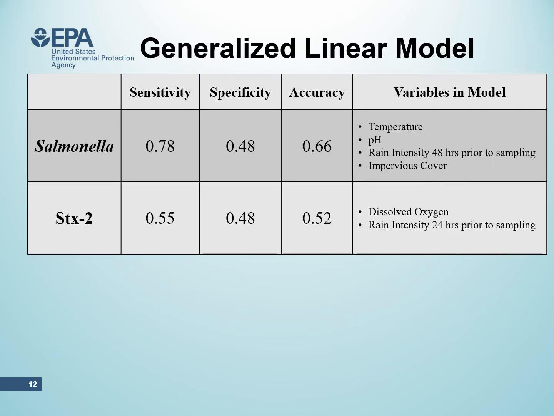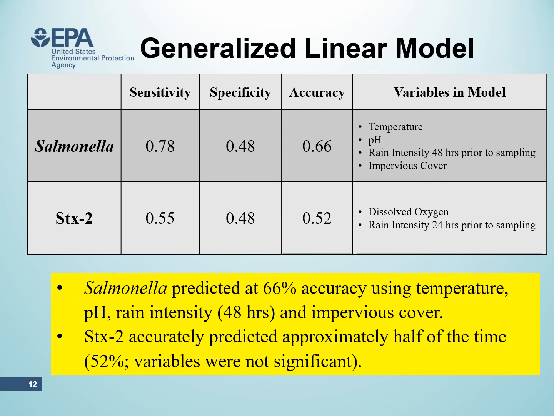In the case of Salmonella and Stx-2, we used a generalized linear model approach. We had to use it because Salmonella and Stx were both enriched, and we were using presence-absence calculations rather than a concentration. But we found that we were able to predict Salmonella with 66% accuracy using temperature, pH, the rain intensity in the 48 hours prior to sampling, and the impervious coverage. The Stx-2 was predicted with about 52% accuracy, so a lot less, and the variables were not found to be significant.